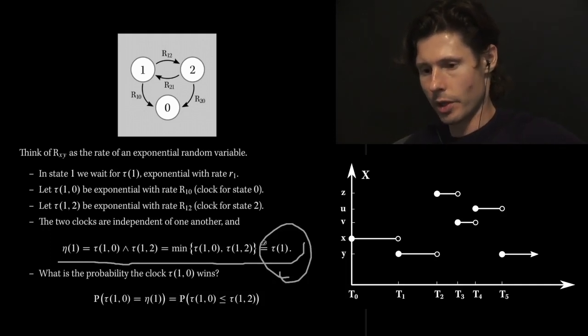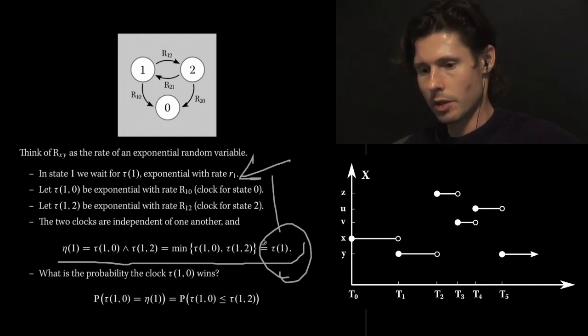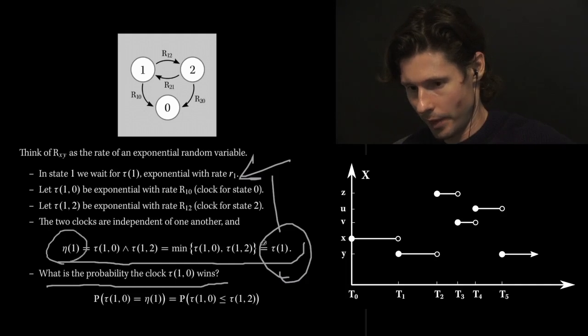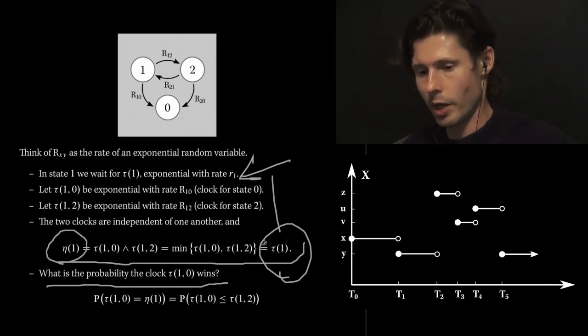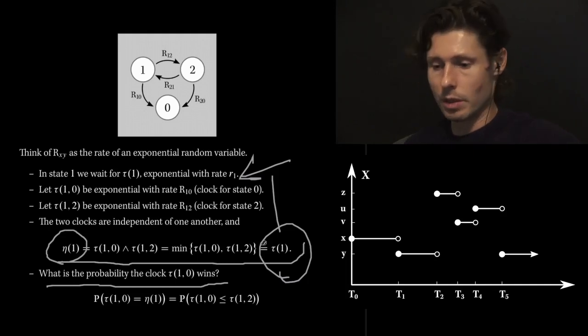We're able to construct a clock of rate R1 from two clocks described by the rates given to us by the generator. And now the question is, which one of those actually won? We know that the time of the win occurs at time eta 1, that's great, but which one actually beat the other? Which one was the smallest one? Because the one that is going to be the smallest one is going to determine where the CTMC goes to next.